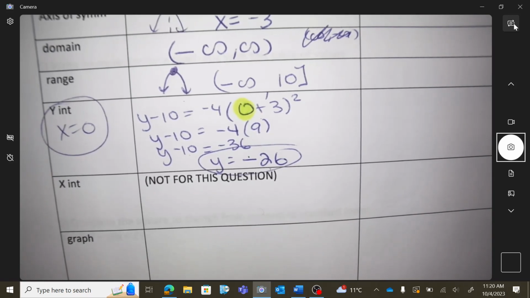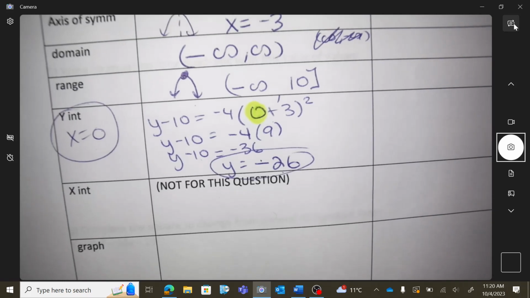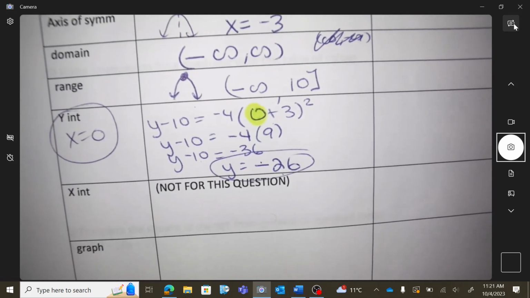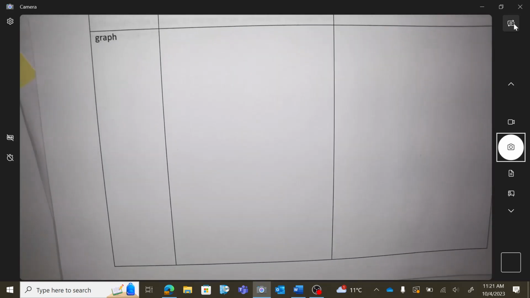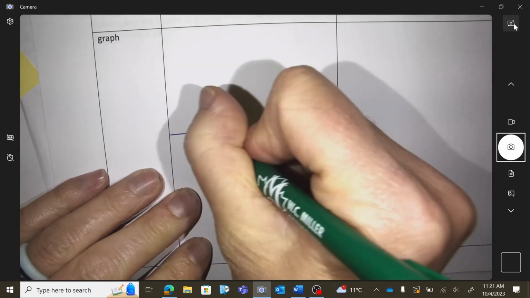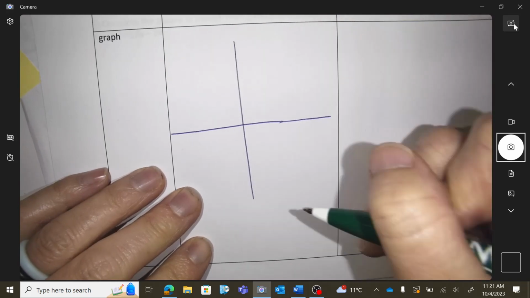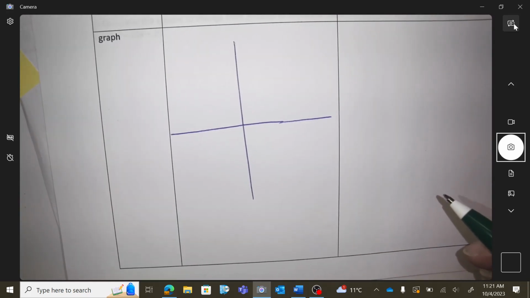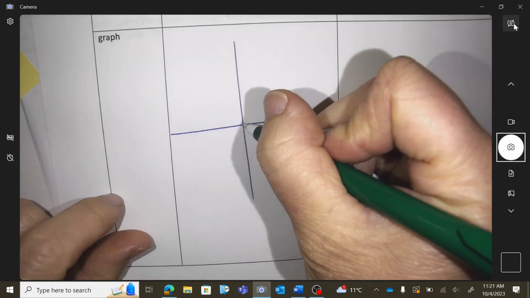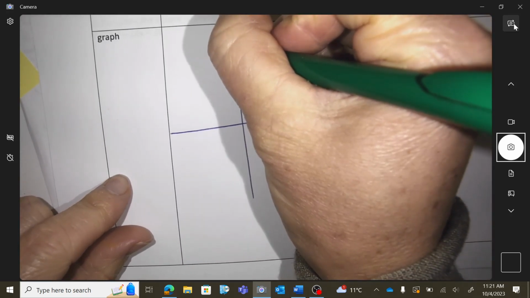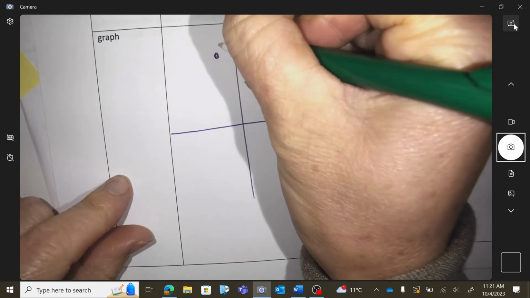Okay, graphing time. That was a match. Anybody want to confirm a negative 26? Yep, got a head shake or two. Okay, on your test, I will try to give you plots. I don't know why I didn't on this. Negative 3, 10.